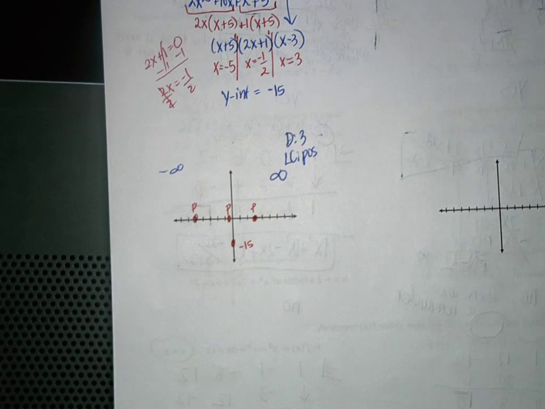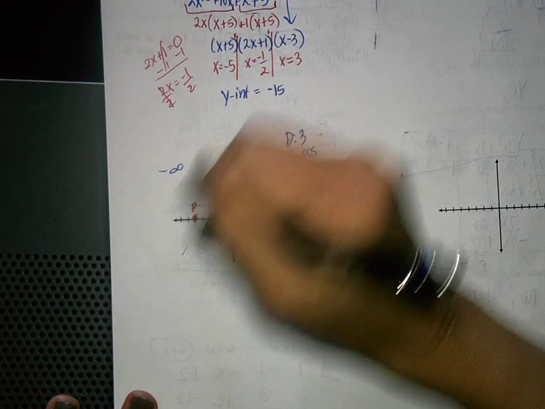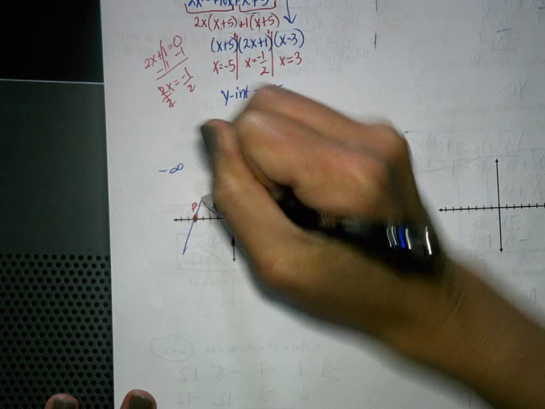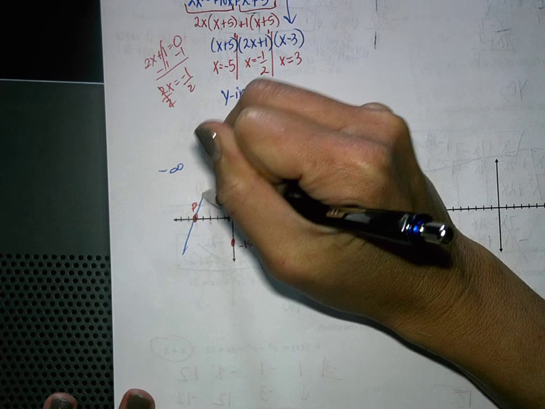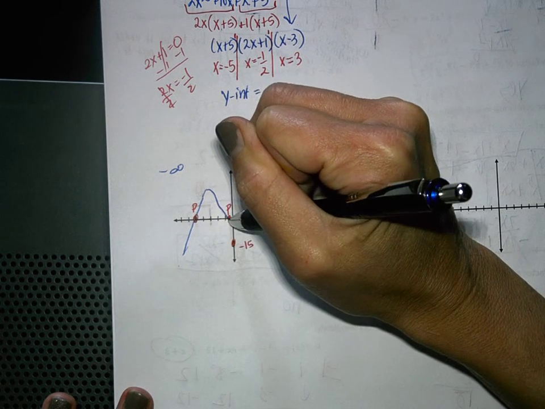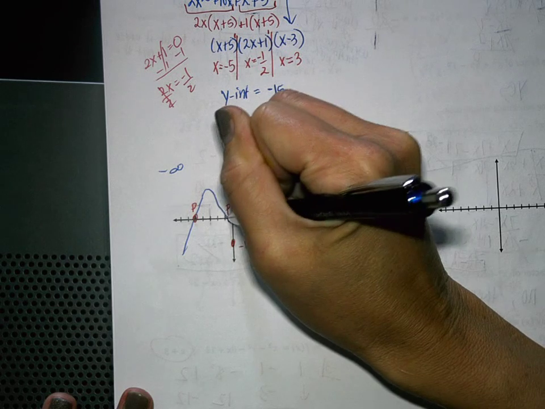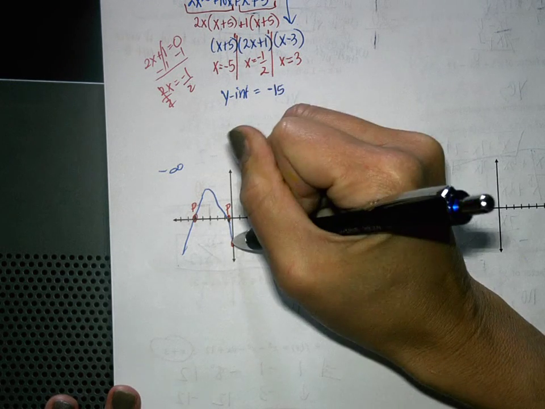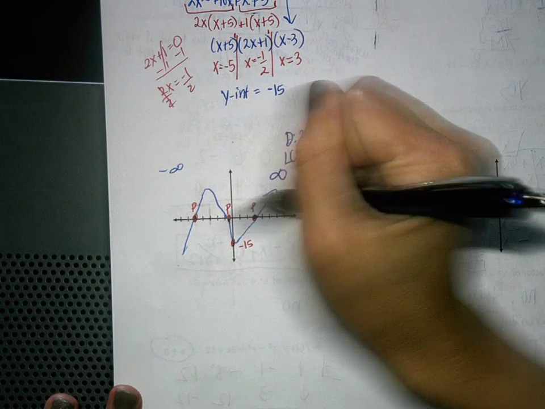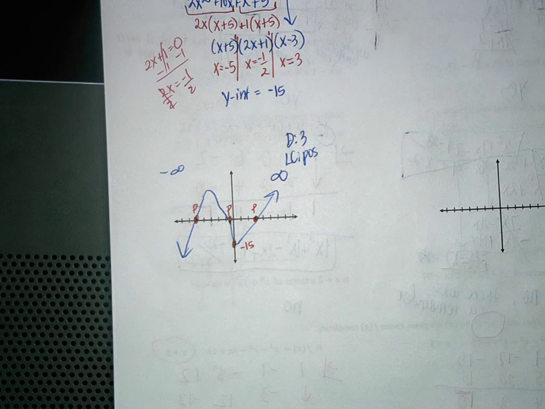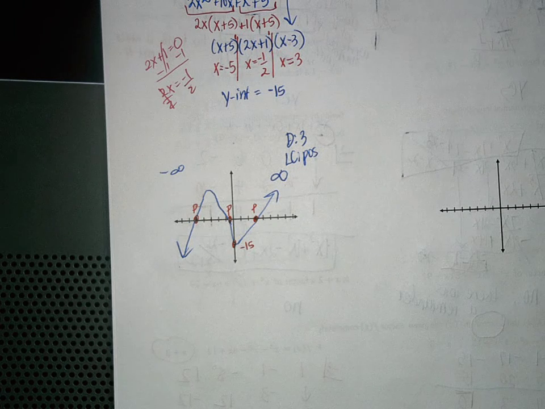Okay, so now all you have to do is draw our graph. So it's starting down, it's passing through. It turns around, it passes through again. Hopefully you can draw better than me. It goes down, it touches the negative 15, it turns around, and it passes through again. And did it all work out? Yes. Questions? Okay.